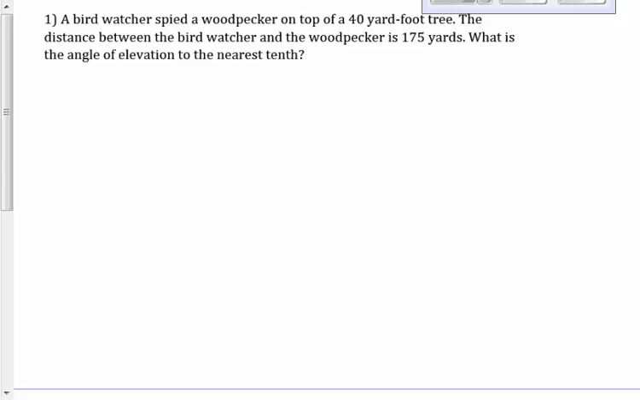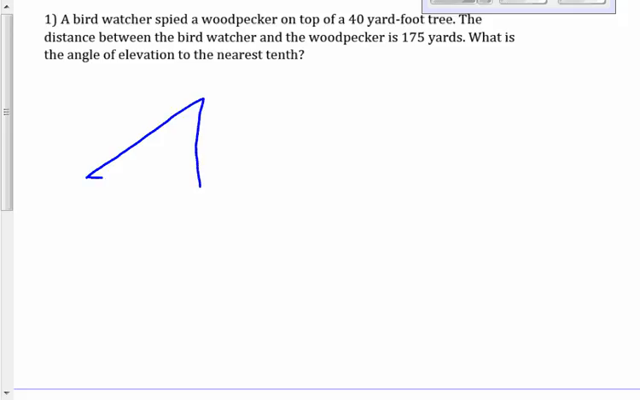Example 1. A bird watcher spied a woodpecker on top of a 40-yard-foot tree. The distance between the bird watcher and the woodpecker is 175 yards. What is the angle of elevation to the nearest tenth? First thing we need to think about is a picture. We want to get a visual down to help us. We know the bird watcher spied a woodpecker on top of a 40-yard-foot tree, so that means that bird is up top.